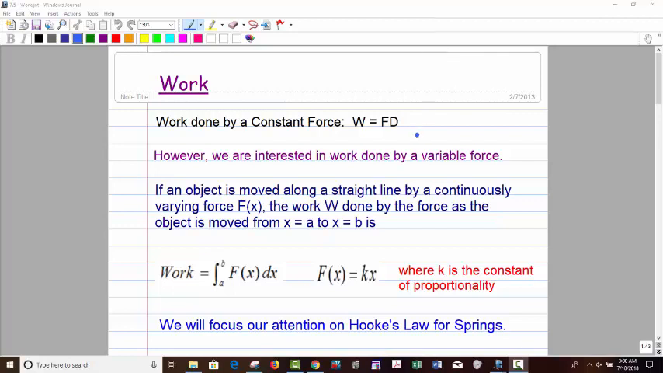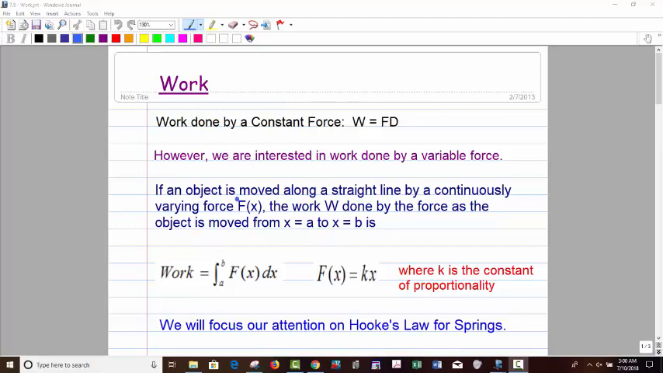All right, so suppose, the basic idea in physics, if you have a constant force, work would equal force times distance. However, what if the force was variable, meaning it took a different level of force to move something a different distance? Let's see.